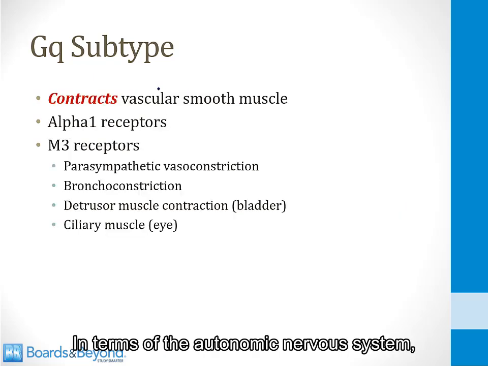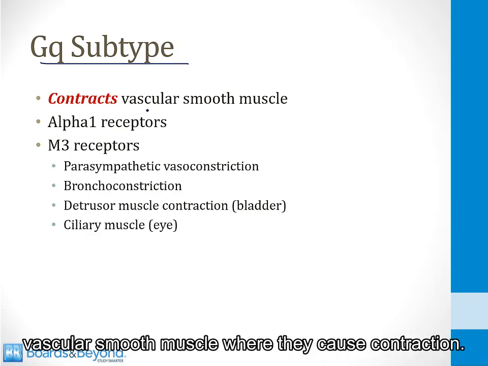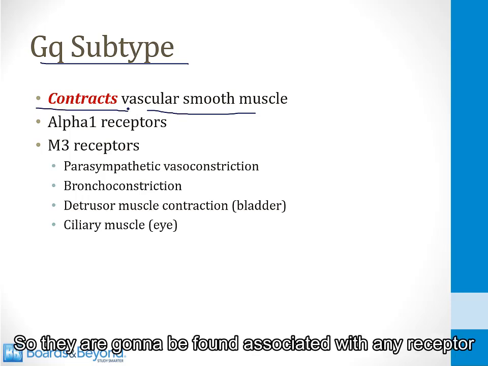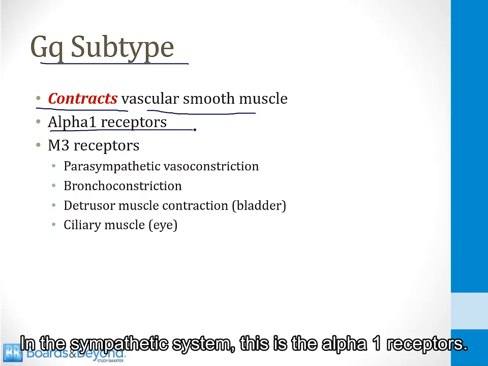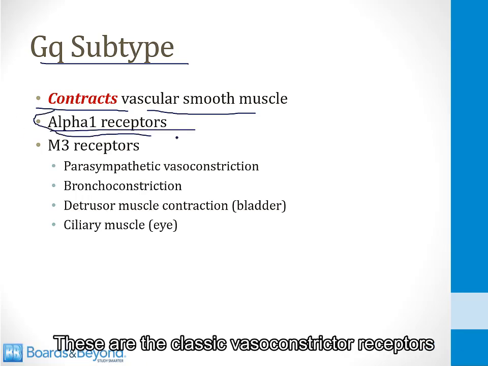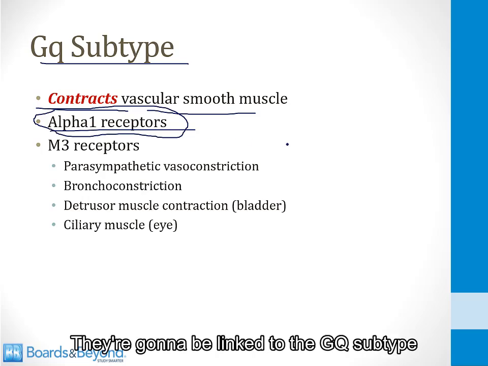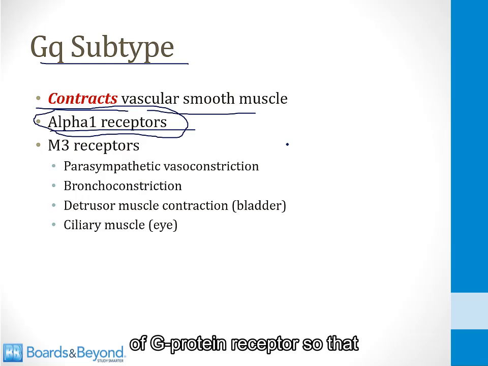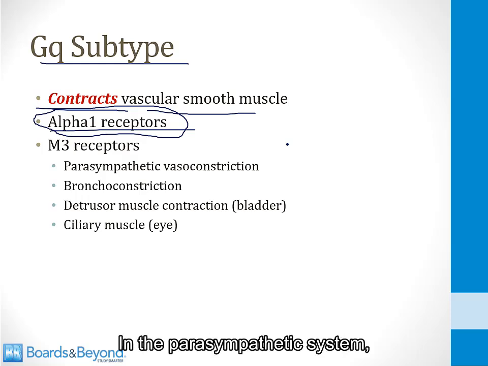In terms of the autonomic nervous system, Gq subtype G protein receptors are found only on vascular smooth muscle where they cause contraction. So they are going to be found associated with any receptor that leads to contraction of vascular smooth muscle. In the sympathetic system, this is the alpha-1 receptors. These are the classic vasoconstrictor receptors of the sympathetic nervous system. They are going to be linked to the Gq subtype of G protein receptors so that they can contract vascular smooth muscle. In the parasympathetic system, the Gq subtype is linked to M3.